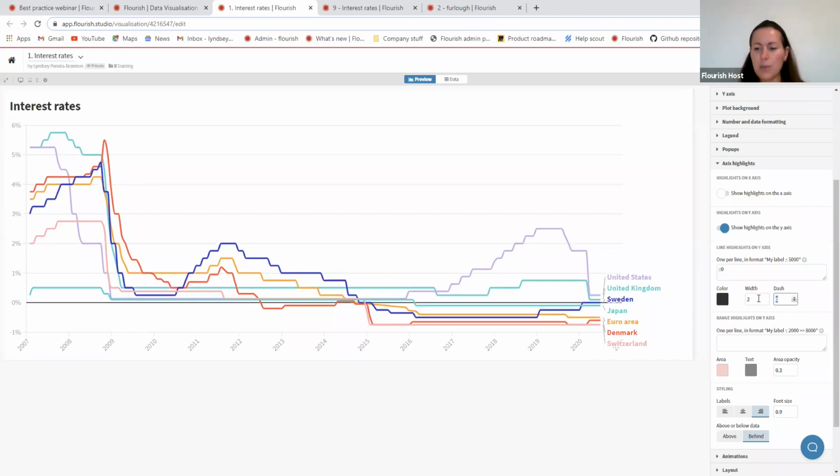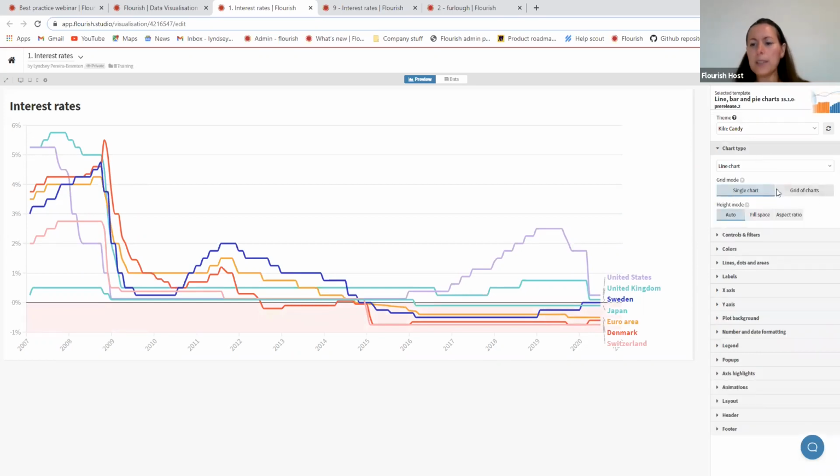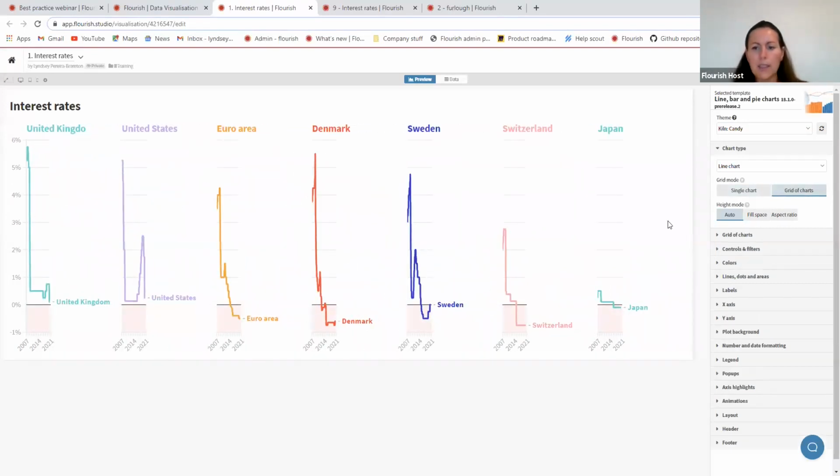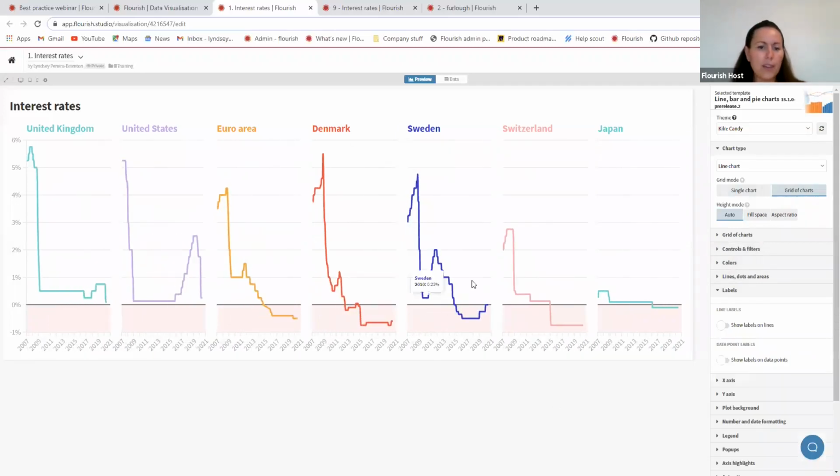So you might not want it dashed, and you might not want it quite so thick, but you can have it. And then again, this is where you can shade below the 0 line in that kind of nice red to draw attention to this. So these are how you add these sorts of things in. And then again, you're probably familiar with this. This is how you can bring it out into a grid of charts. Again, you don't want your labels on anymore, so you can take those off.